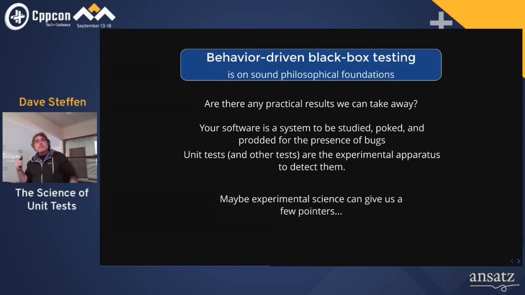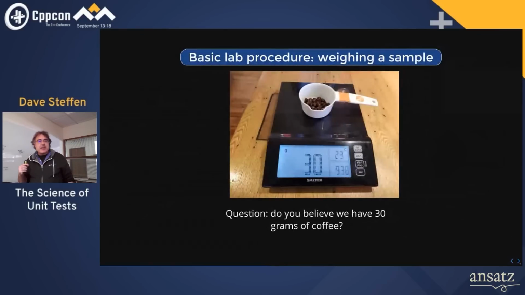So here's the simplest example I could think of. How do you measure something on a scale? Alton Brown, we're fans of Alton Brown. His formula for coffee is 28.5 grams of coffee to 400 grams of water. My wife and I do 30 grams because we live on the edge. Do you think this is 30 grams of coffee?